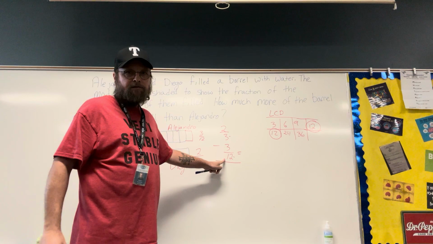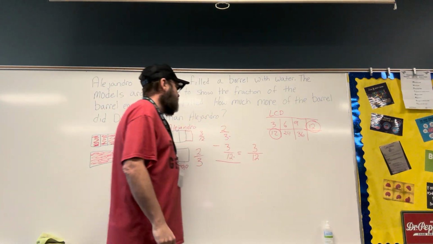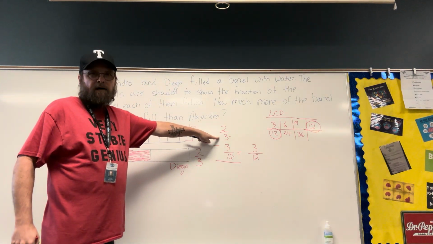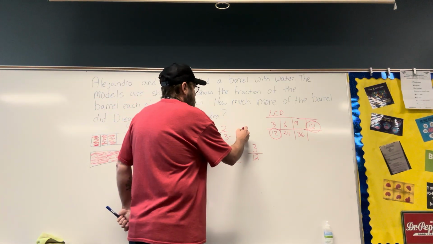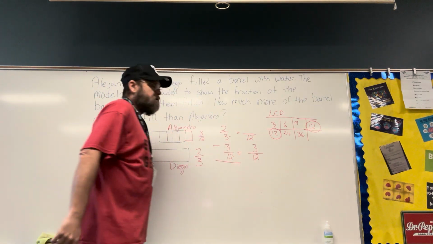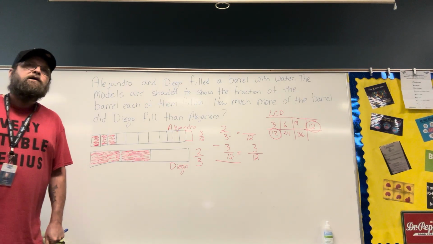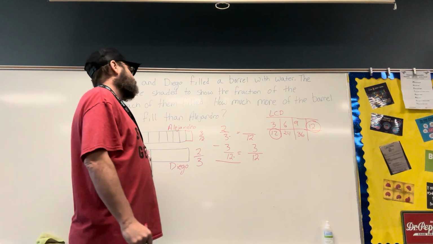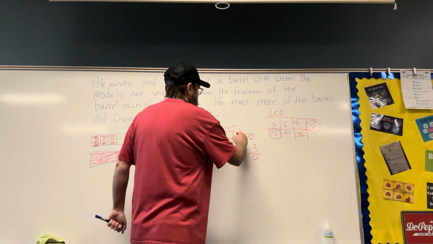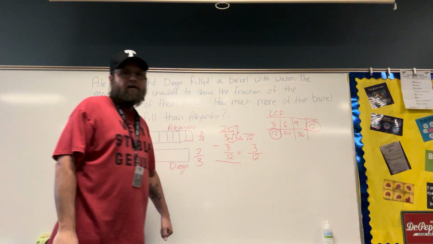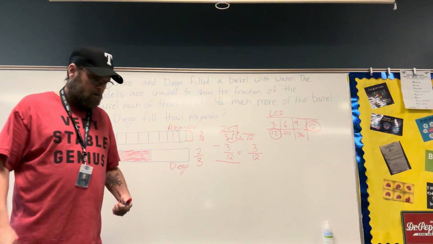3/12 already has a denominator of 12. So I'm going to leave 3/12 exactly like it is. 2/3 does not have a denominator of 12. It has a denominator of 3. So I need to be able to make it so that it has a denominator of 12, because we know we cannot add or subtract fractions that do not have the same denominator. So I figure out I need to multiply by a fraction that equals 1, because everybody knows if you multiply something by 1, it stays the same value. We're just changing the way it looks.